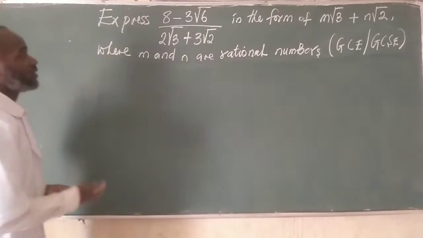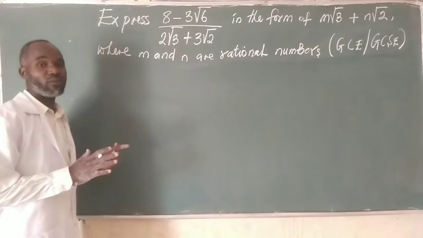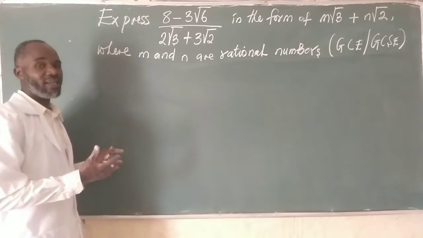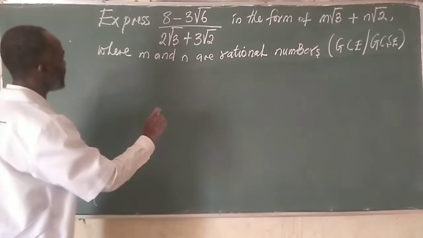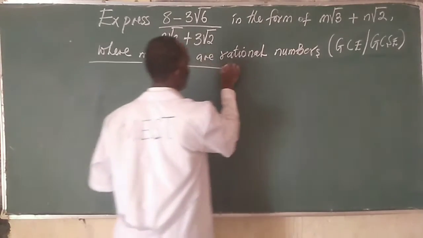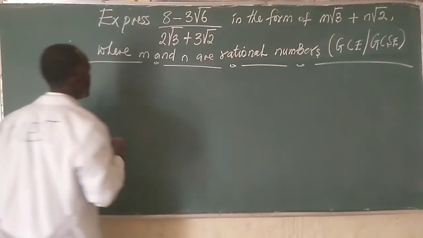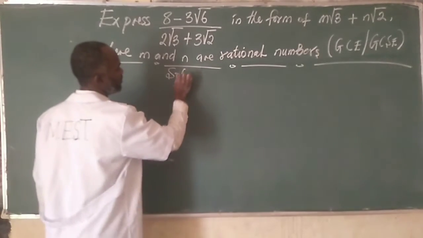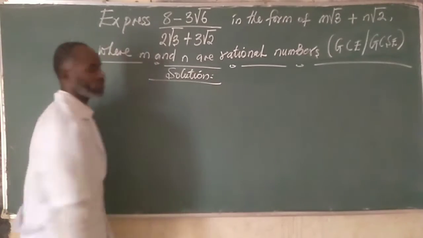A question of this nature can be solved by first of all finding the conjugates and then rationalizing when necessary. So let's begin without wasting time. We write our solution, and then start. Our solution is going to outline what we want to do.